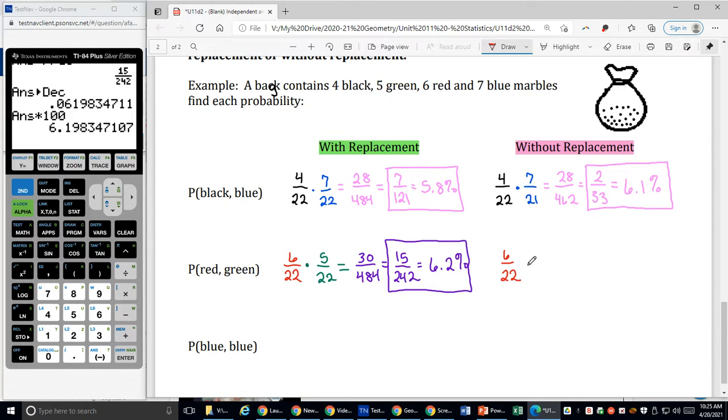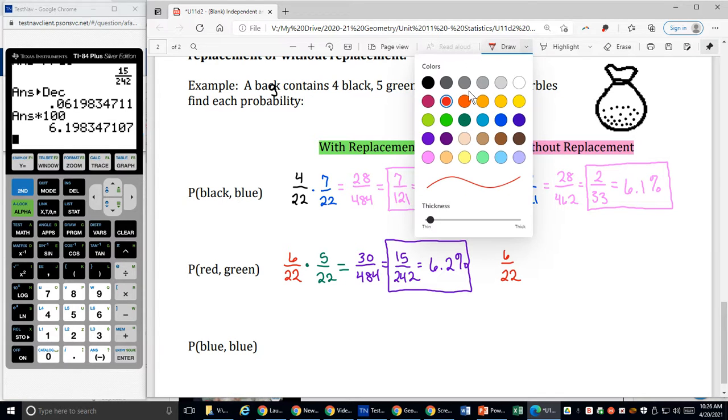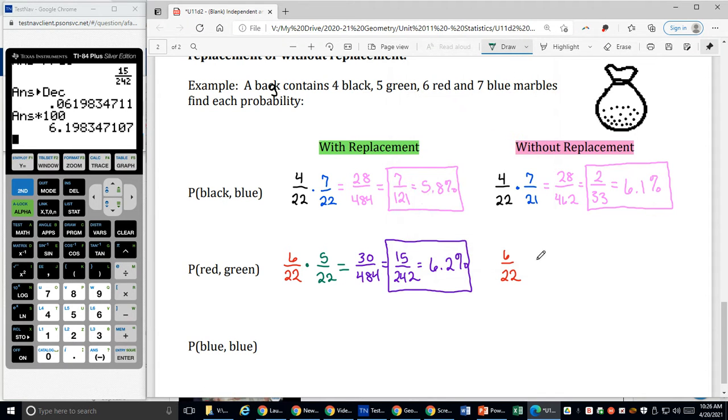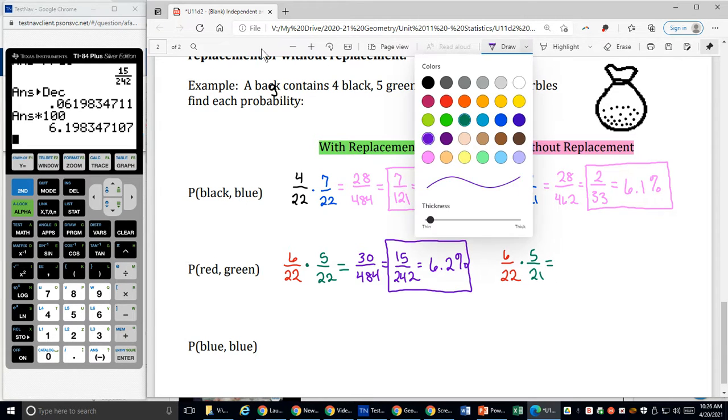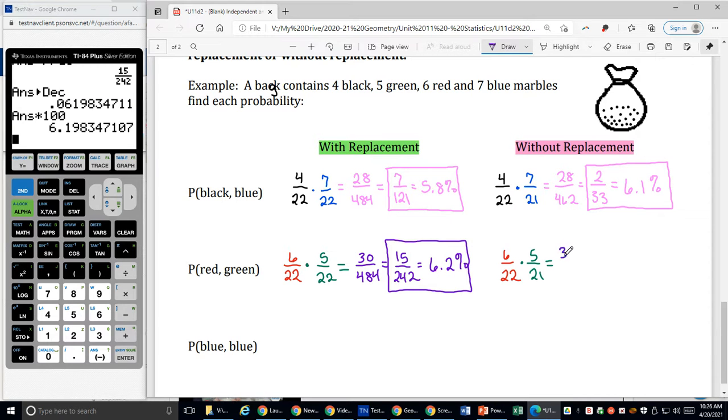But then I'm going to take that red marble out and go, oh, that marble is red. I'm going to keep it. And now I'm going to try to draw a green marble. So my green marbles, there's 5 green marbles in the bag, but I'm holding on to a red marble out of these 22. So now there's only 21 marbles in the bag. So when I multiply these together, I do still get 30 on the top, but now I'm multiplying 22 times 21, which we know is 462.